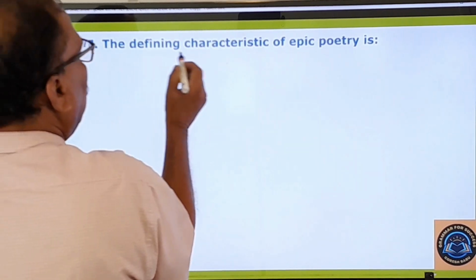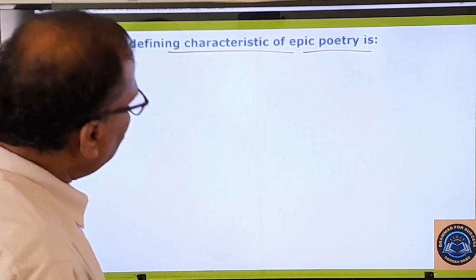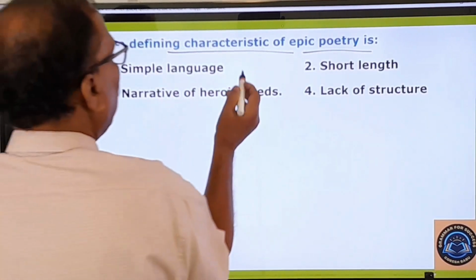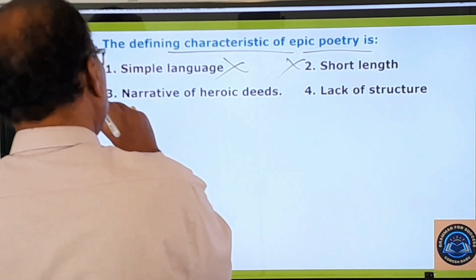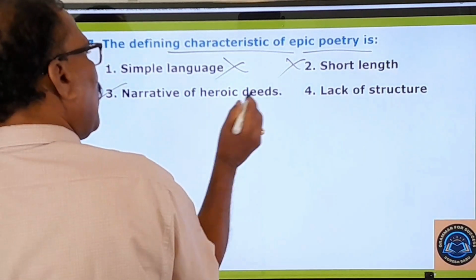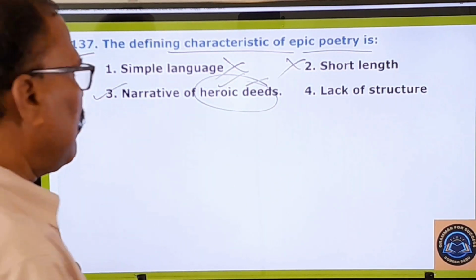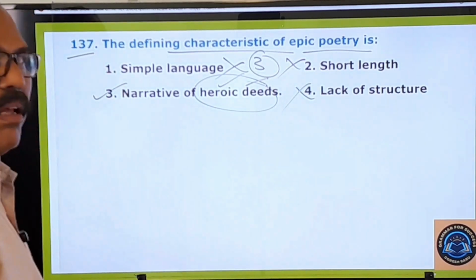137th question. The defining characteristic of epic poetry. What is the main characteristic of epic poetry? Simple language, no. Short length, no. Narrative of heroic deeds, this is a defining characteristic. In the epic, all heroic deeds are described and narrated. Lack of structure, no. So this third one is the right option. All others are the wrong ones.